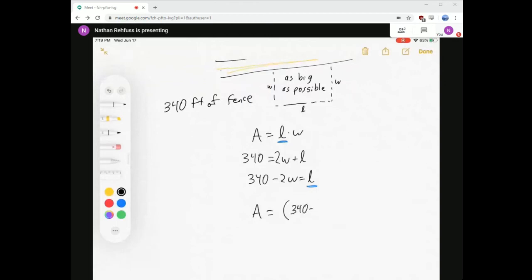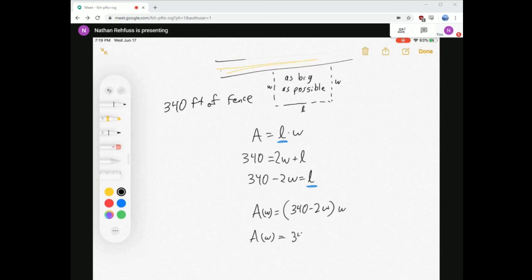And what I get is A equals, the first L is 340 minus 2W, and the W just stays the same. And now I have A, well, it's more or less written as a function of W. In fact, I could make that explicit and say, this is A as a function of W, and what kind of function is it? Let me distribute and I'll tell you.